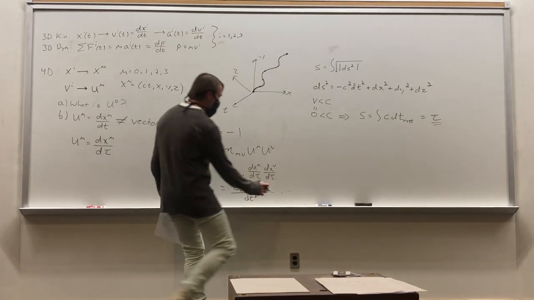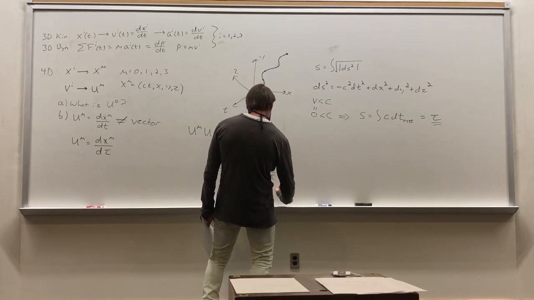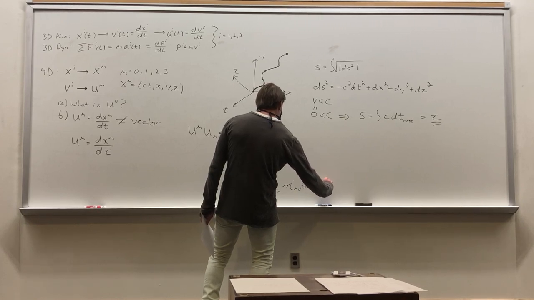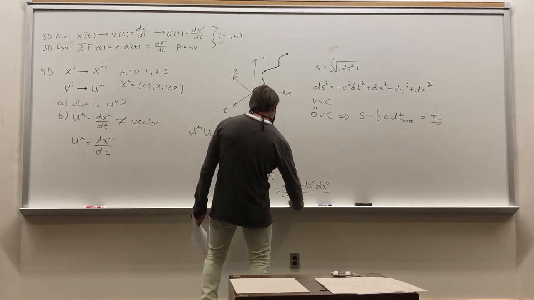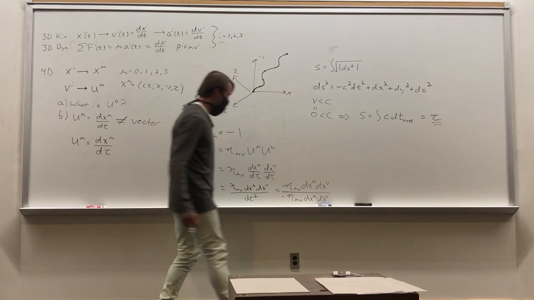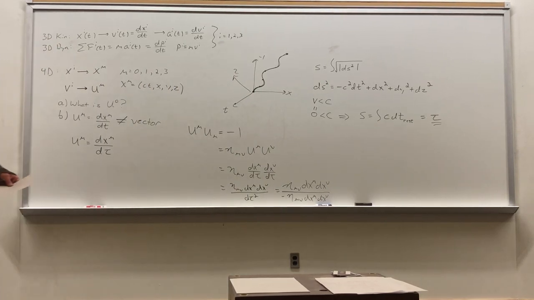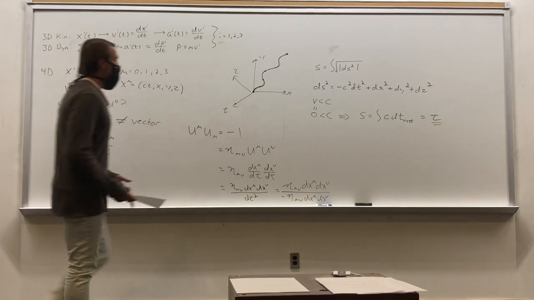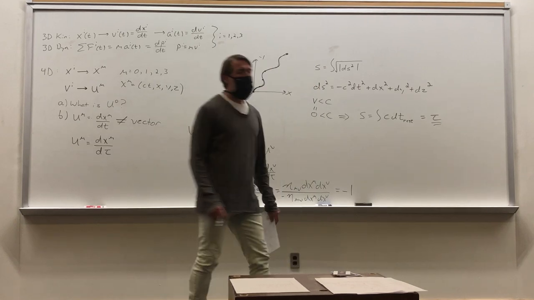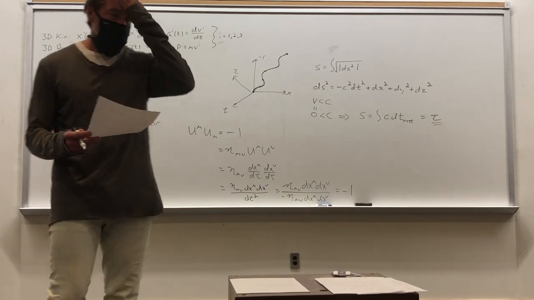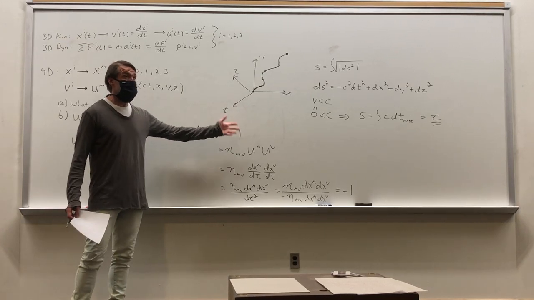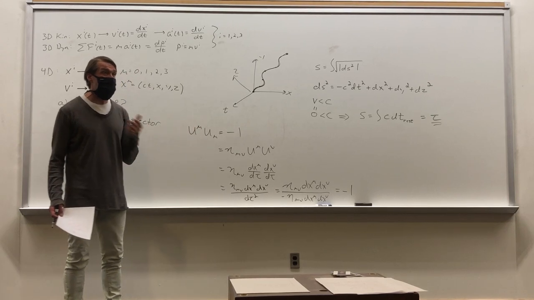But nonetheless, d tau squared is just going to become minus eta mu nu dx mu dx nu. Okay? Which obviously gives me minus one. Now, it might seem weird that the square of the four velocity gives you a constant. I mean, this is a constant. This is the number one. This is not the speed squared or anything like that.